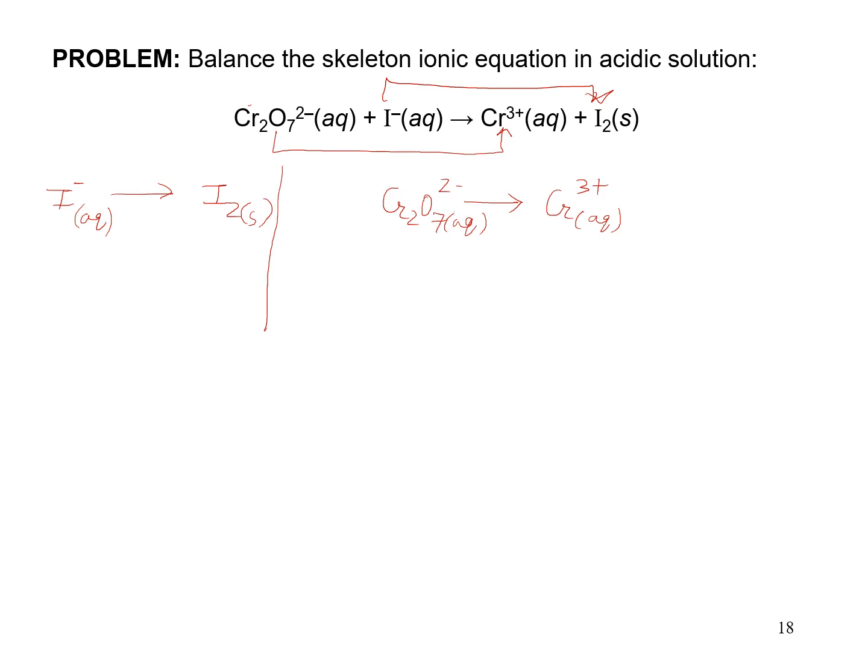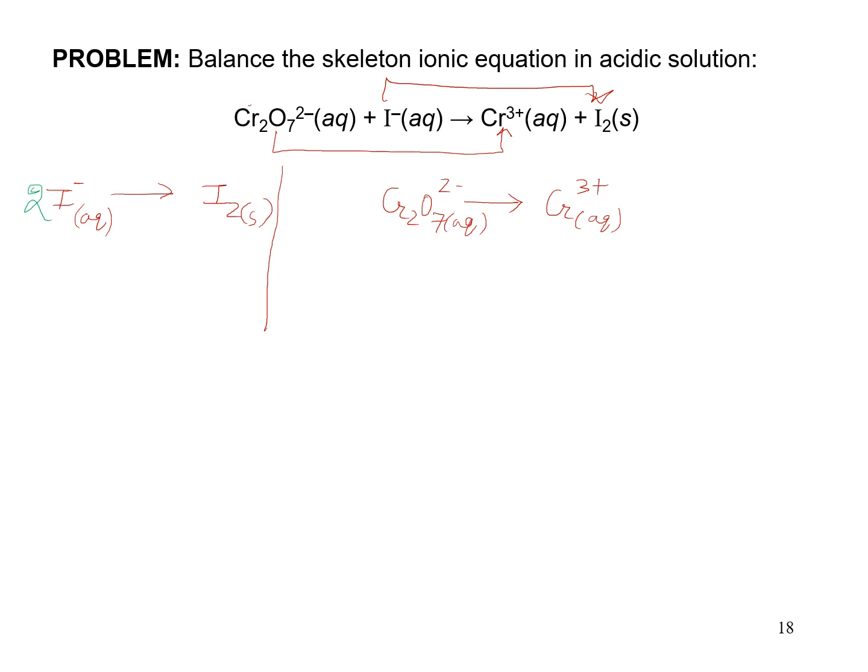How can we balance it? First rule is divide it into two halves. Then the second rule is balance all the elements except oxygen and hydrogen. The other element is iodine. How many I do I have on the product side? 1, 2, which means I cannot reduce it. You can only add coefficients. So I'll put a 2 right here, so I have 2 iodine.